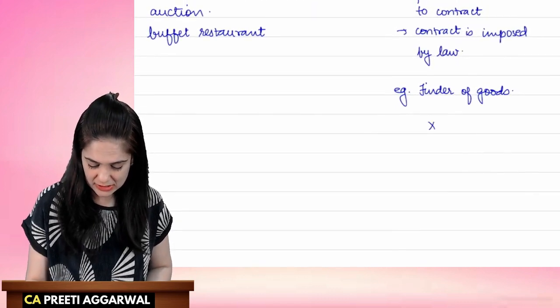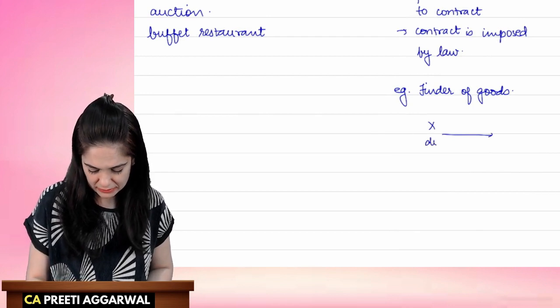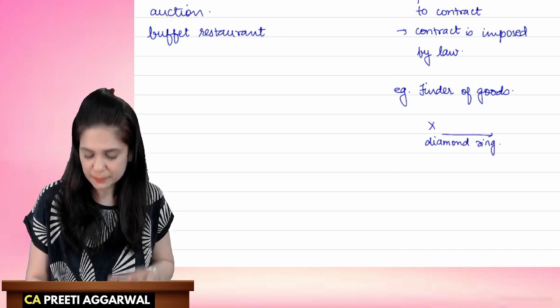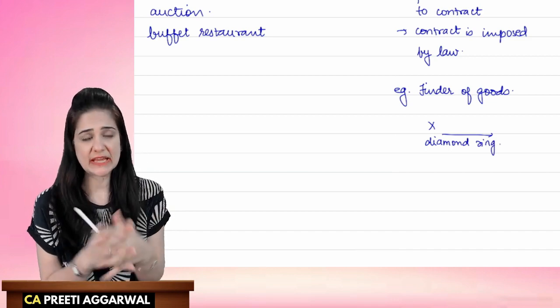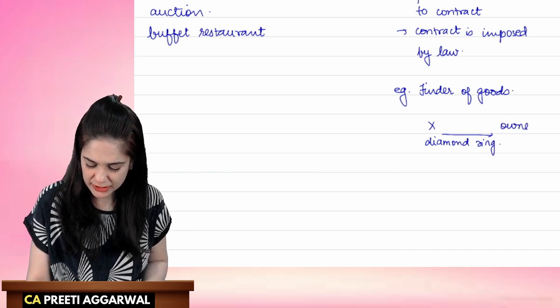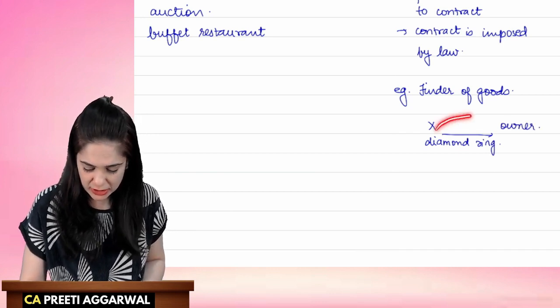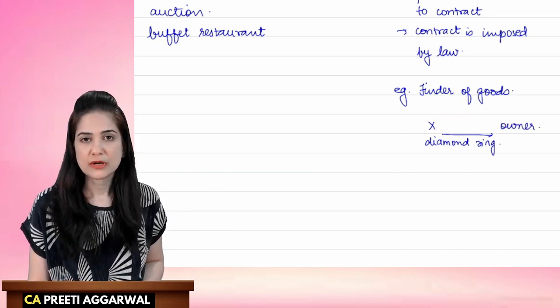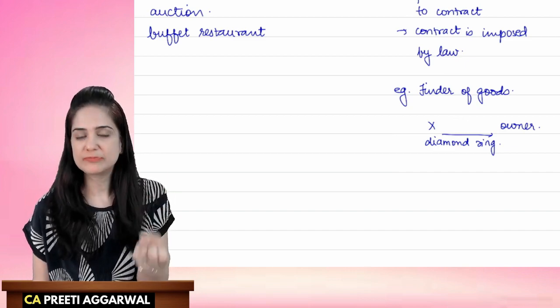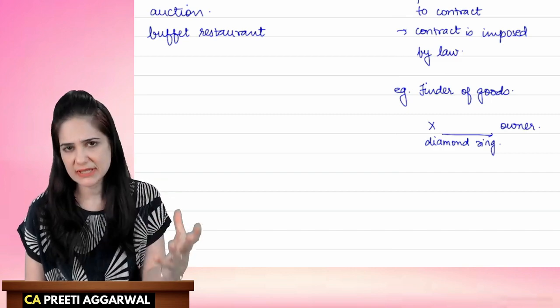Now, X found a diamond ring and he didn't know who it belonged to. So you have to keep the ring with yourself, take care of it, and try to find the true owner. Once the true owner is found, it is your obligation to return the ring to the true owner. If the true owner is not paying your lawful charges, you can keep the ring till your charges are paid. So we will study that later.